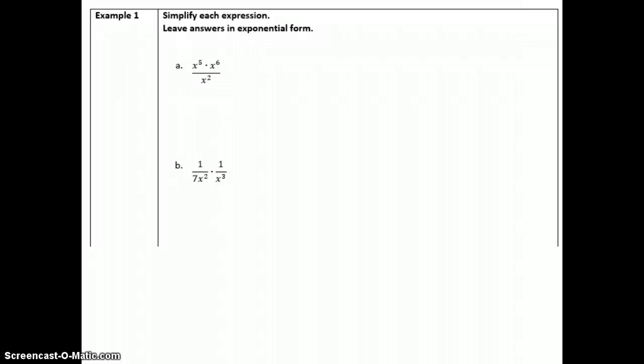So x to the 5th times x to the 6th. Remember, we're going to add those exponents, so we get x to the 11th over x to the 2nd. Now we can use our division property. We have x to the 11 minus 2, which is x to the 9.